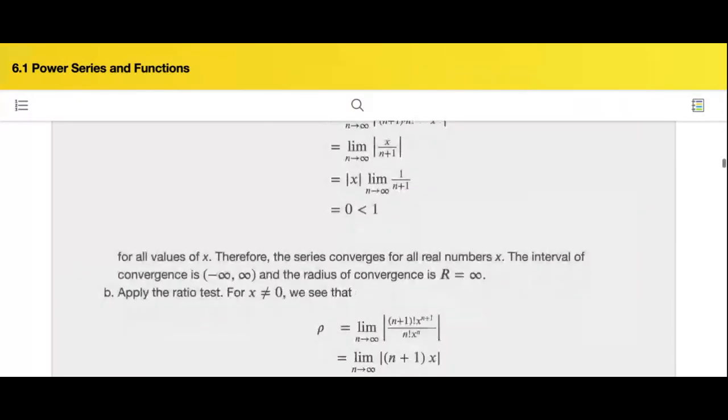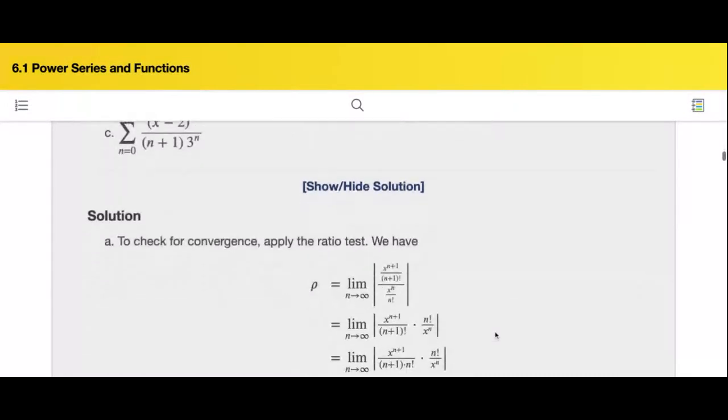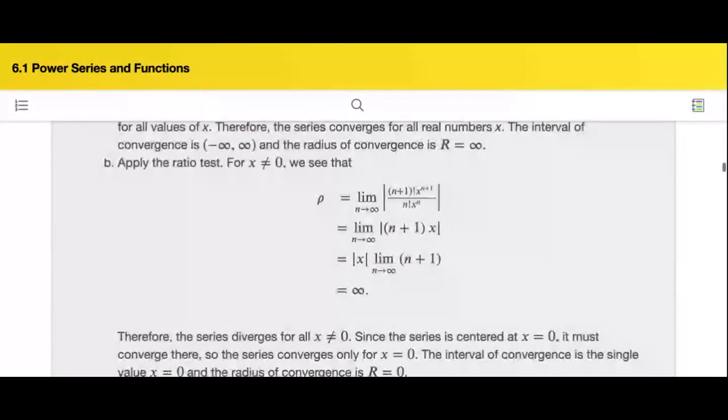Okay, let's see B. B will have n factorial x raised to n. So we'll apply the ratio test. So n plus 1 factorial x raised to n plus 1. So that's the n plus 1 term, divided by the n term, n factorial x raised to n. After simplification, we have n plus 1 times x. Again, we can put x up front.